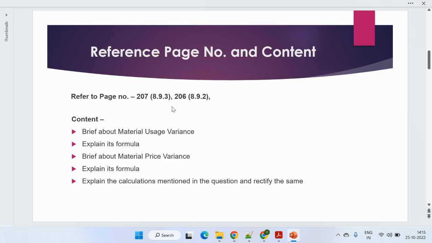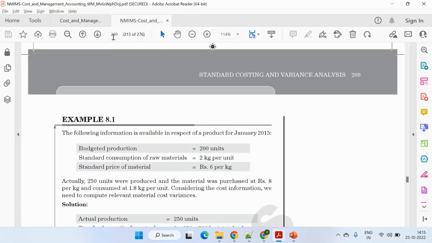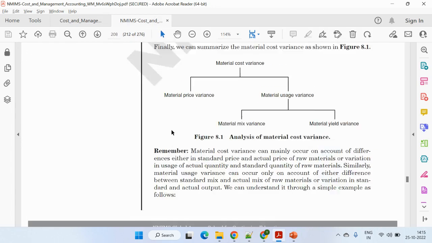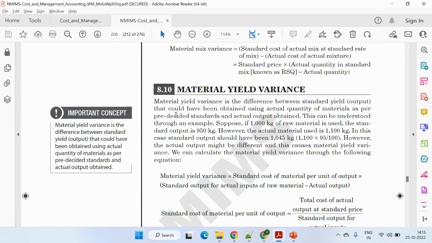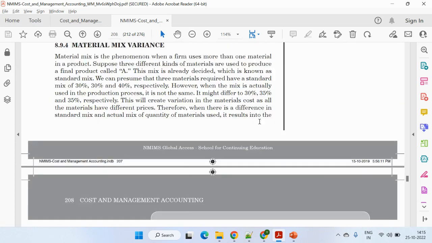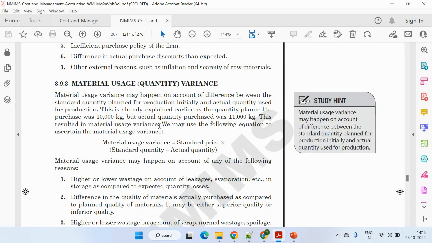Page number 207 and 206, 8.9.2 and 8.9.3. So going to the page number 207, right? Firstly going to the page number 208. No, it's on page number 207, sorry. Material uses variance may happen on the account of difference between the standard quantity which is being planned initially and the actual quantity which is being used.